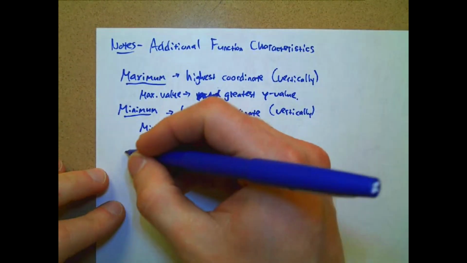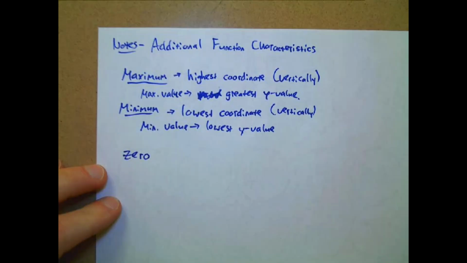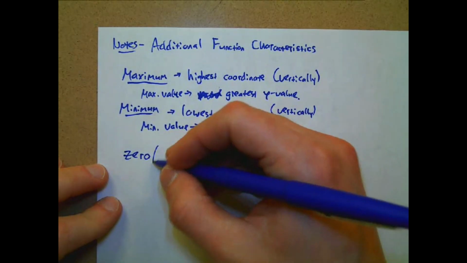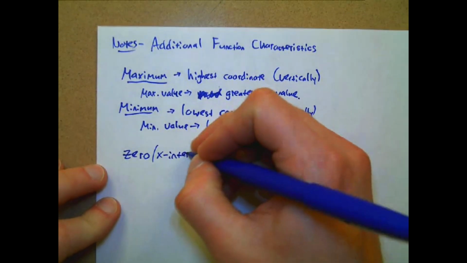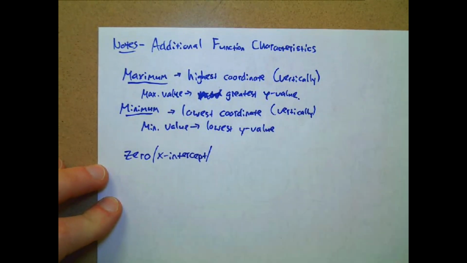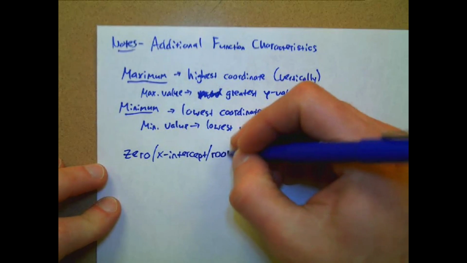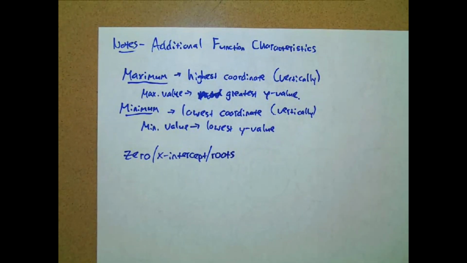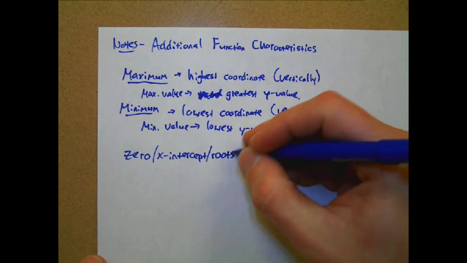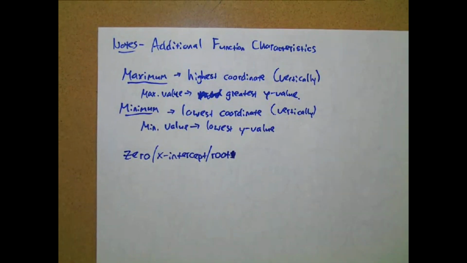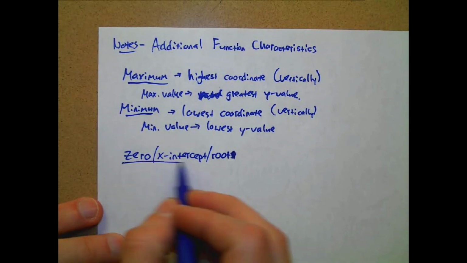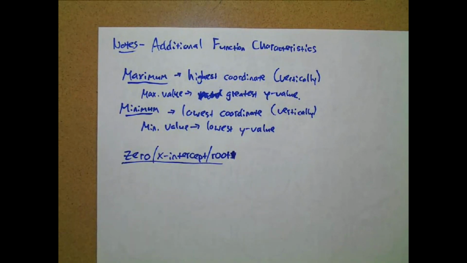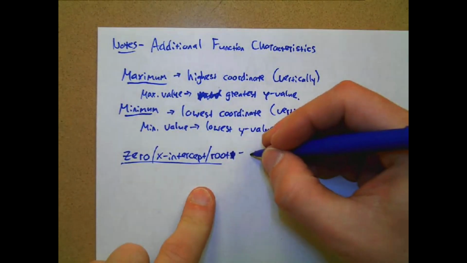Okay, how about the zero, aka the x-intercept, aka the root or roots of a function. Zero, an x-intercept, or a root. I put roots plural anyway. Okay. This is where the graph does what? Yeah. Where the graph crosses the x-axis.